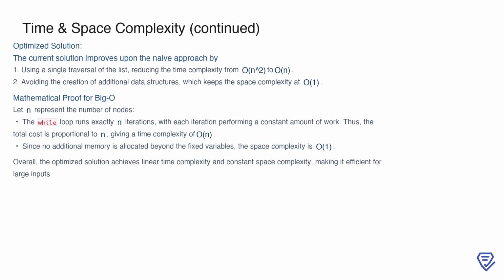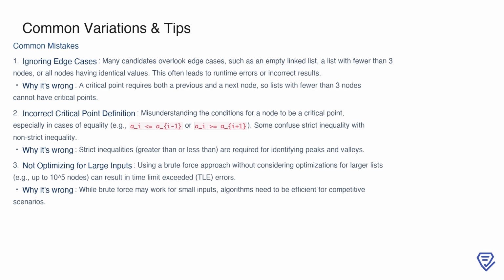Additionally, since no extra memory is allocated beyond the fixed set of variables, the space complexity remains O(1). Overall, this optimized solution is highly efficient, achieving linear time complexity and constant space complexity, which makes it well-suited for handling large linked lists. When tackling this problem, there are several common mistakes to be aware of.